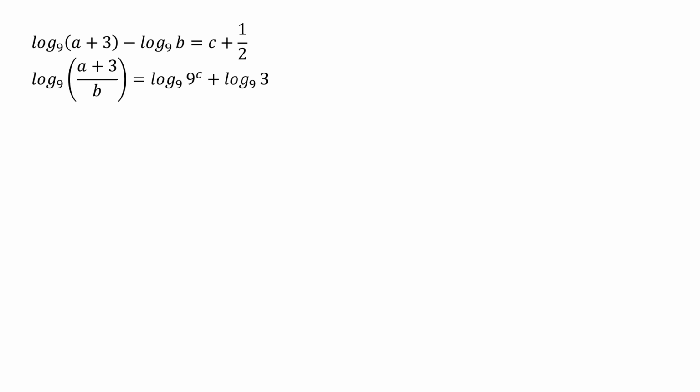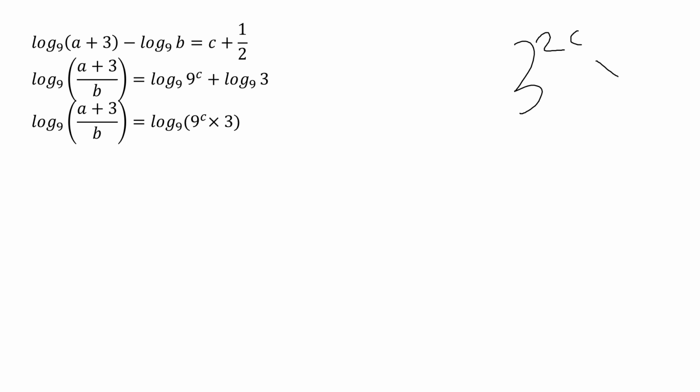Now, when you have log base 9 of 9 power c plus log base 9 of 3, you can express it as a single logarithm as log base 9 of 9 power c times 3. Now, I want to express 9 to the power c times 3 as 3 to the power something. I know that 9 is equal to 3 to the power 2, multiplying the c, times 3 to the power 1. So I get 3 to the power 2c plus 1.